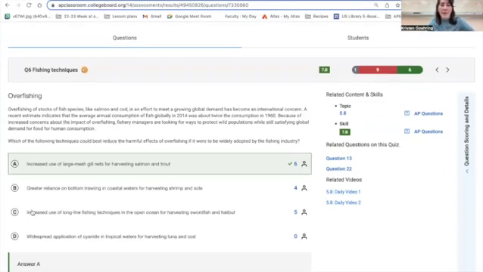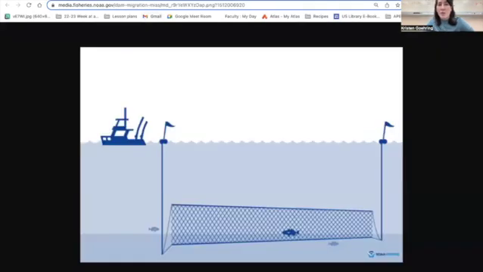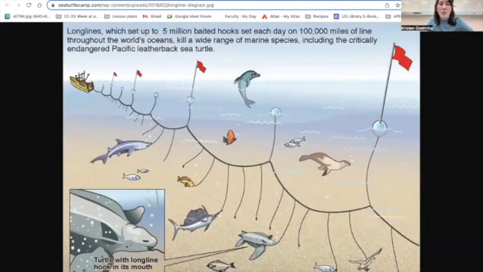The answer choice C, increased use of longline fishing techniques in the open ocean for harvesting swordfish and halibut. This is another one that often has a lot of bycatch. So with longline fishing, we're looking at a long line. They lay out this very, very long line that has a lot of hooks that are baited and set, and then they wait for things to get caught on it, and they don't check it consistently. They'll leave it for a while and then come back and collect all of these things. This has a lot of bycatch associated with it.